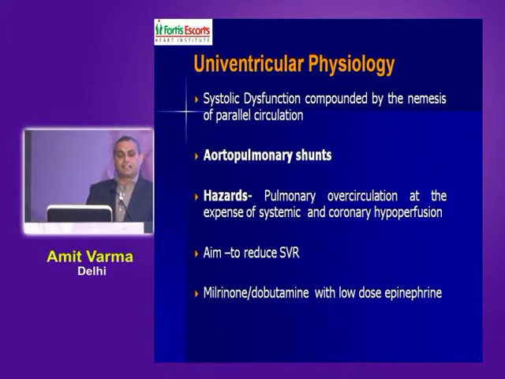Now, kids with congenital heart disease come in various complexities. Clearly, when you're dealing with unique ventricular physiologies where you have systolic dysfunction, combined with the nemesis of parallel circulation, where we see aortopulmonary shunts, the hazard that we have always seen is pulmonary overcirculation. The lungs are full, and pulling them off the ventilators is very, very hard. The aim here is to reduce the systemic vascular resistance, and that's where I think a combination of milrinone, dobutamine, and low-dose epinephrine works reasonably well.